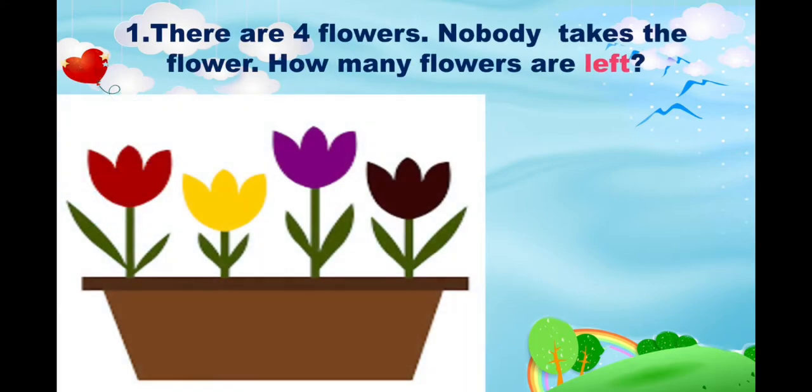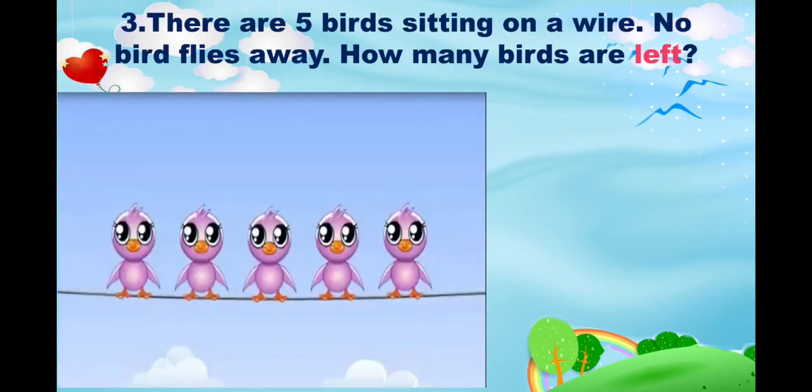Next, there are 4 flowers. Nobody takes a flower. How many flowers are left? Now in this pot there were 4 flowers. Nobody took any flower. 0 were taken. So how many flowers are left? Yes, 4 flowers. So there are 4 flowers left.